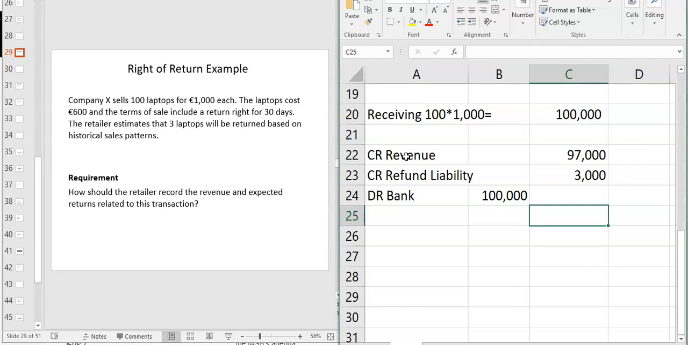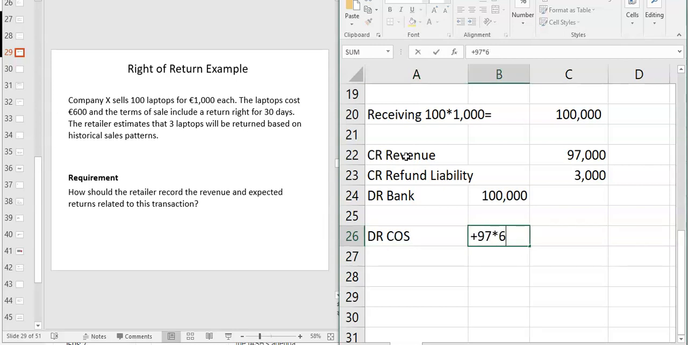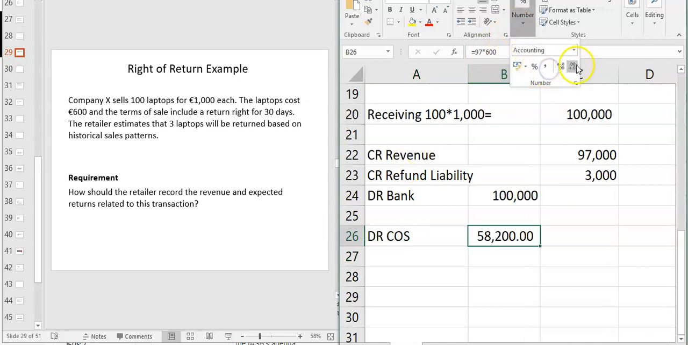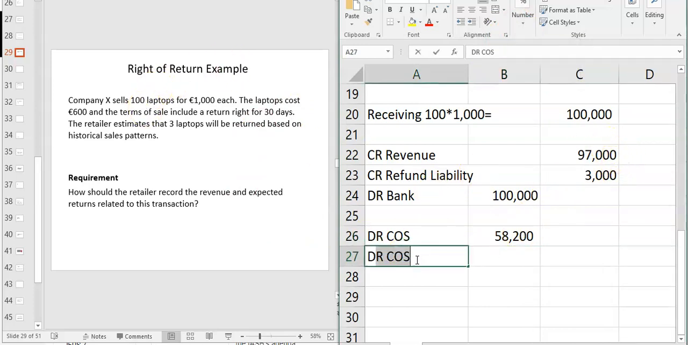The other thing to note, a related issue here, is what about the cost of those laptops? Well, in this case, you're going to debit cost of sales 97 times 600, which is 58,200. So 97 laptops compared to the 97 from revenue. You're then going to debit right of return asset. And that's going to be 3 times 600, which is 1,800.